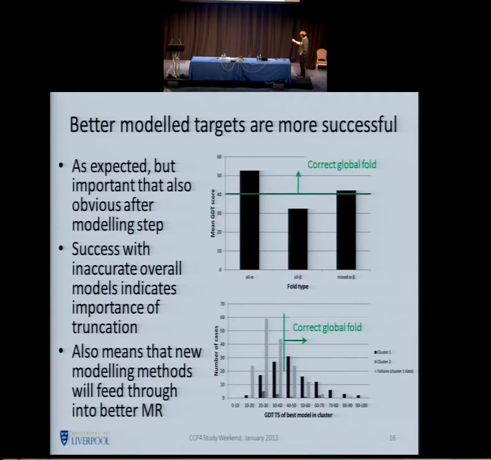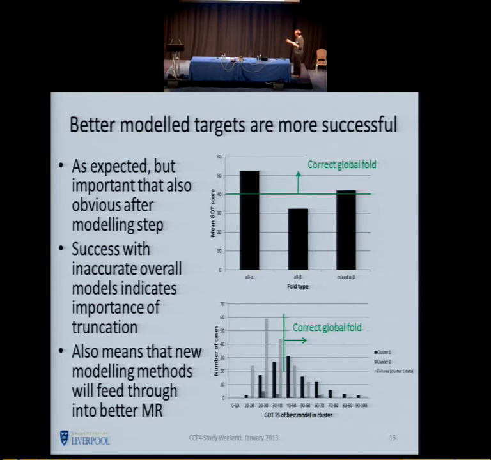So here we have the correct fold with these scores up here, and you can see if you get a very good model, you stand an excellent chance of success. But even below this threshold of 40, we see many successes. And what that means, the way we interpret that, is that our truncation regime is rescuing models that overall have been poorly modeled, but in fact possess some kind of core that does look like the true structure.